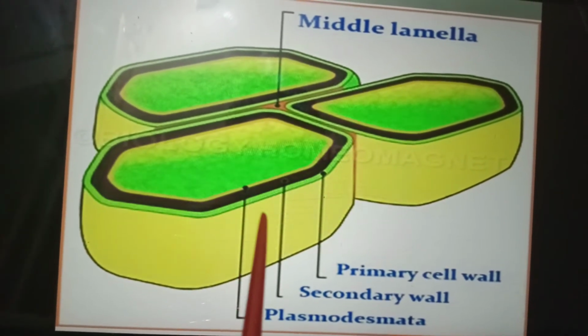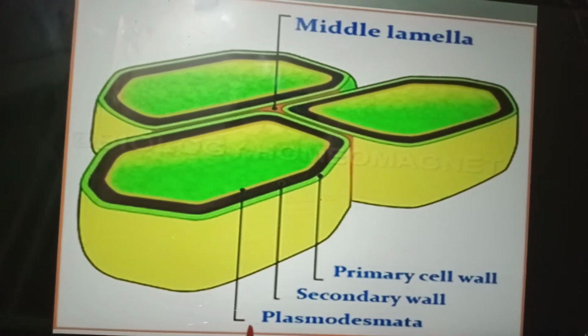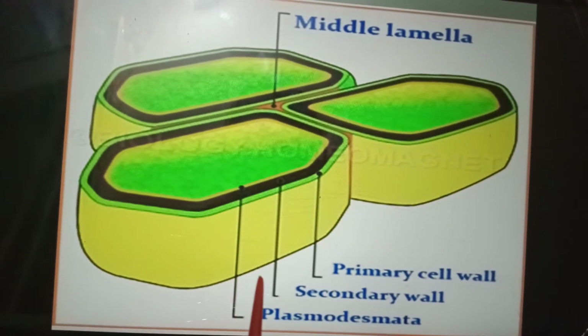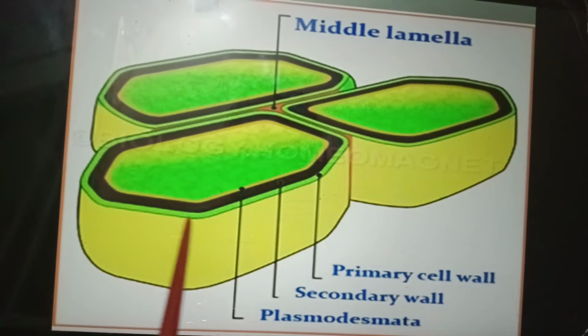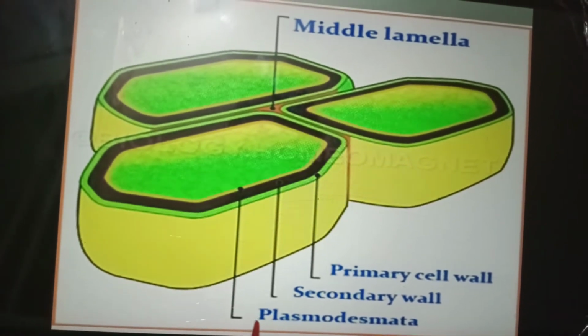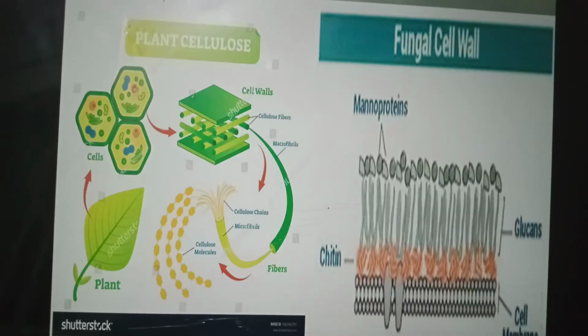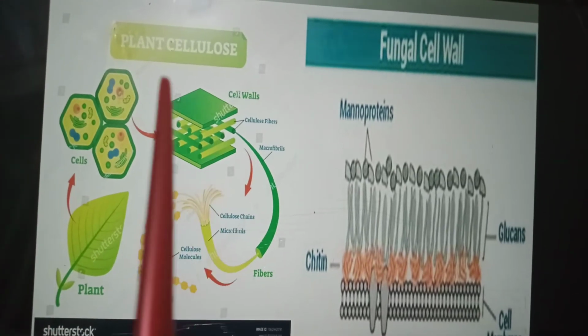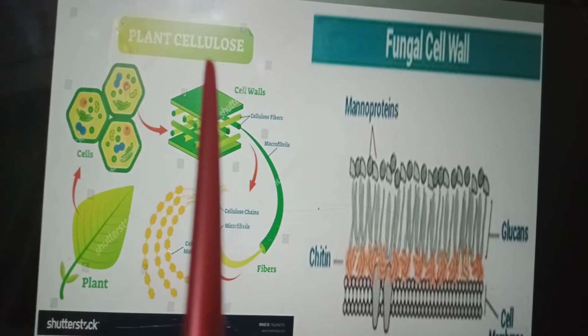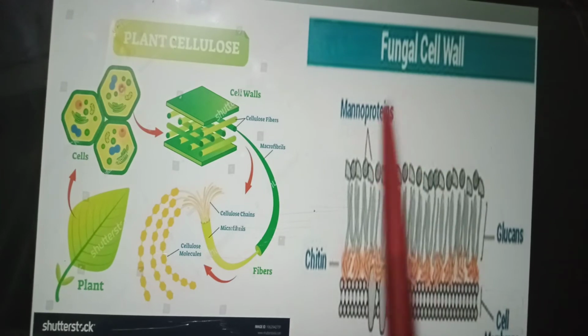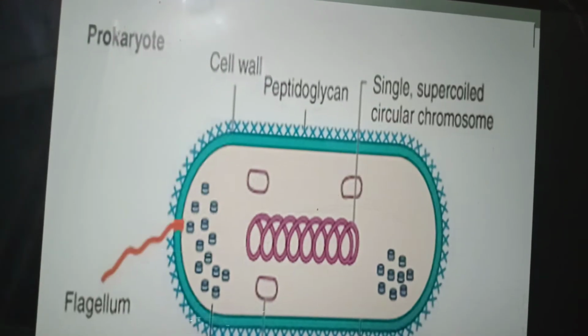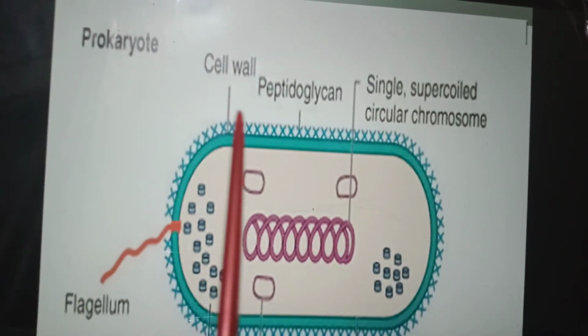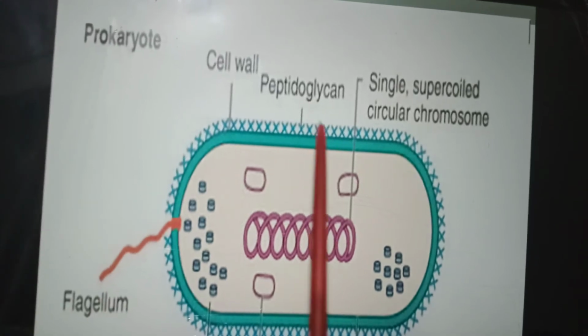There are pores in the cell walls of adjacent cells through which their cytoplasm is connected. These pores are plasmodesmata. The plant cell wall is made up of cellulose, while the fungal cell wall is made up of chitin. The prokaryotic cell wall is made up of peptidoglycan.